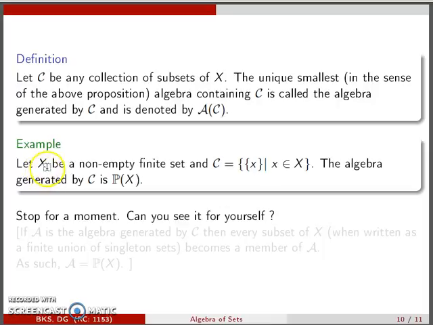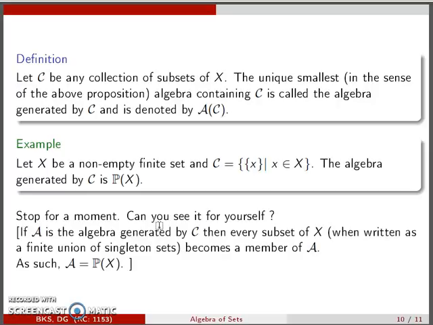Let us consider an example. Let X be a non-empty finite set and C be all the singleton subsets of X. The algebra generated by C is the power set P(X). Can you prove it? Okay, very simple. If script A is the algebra generated by C, then every subset of X which can be written as a finite union of singleton sets becomes a member of A. As such, script A is P(X).